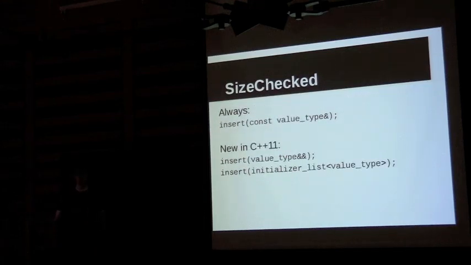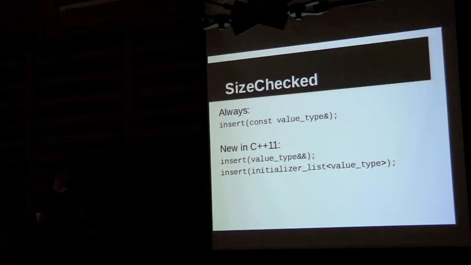But the problem is, in C++11, they added two new ones. Now this one doesn't really cause any problems. It's pretty straightforward. It's still asking for a single value type. The second one is an initializer list. That's really helpful if you're doing sets of things, to insert a bunch of things, you can have them with an initializer list.